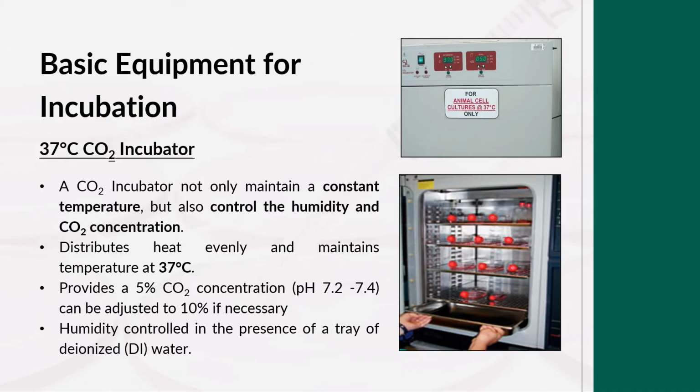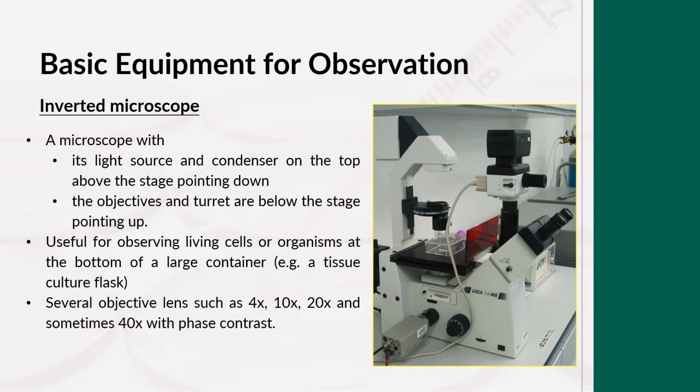The atmosphere within the incubator is normally humidified by means of a tray that generally you place at the bottom of the incubator, and you have a fan inside the incubator to ensure the distribution of humidity around the chamber is pretty much even. The next equipment is the one that you need for observation of your cells.